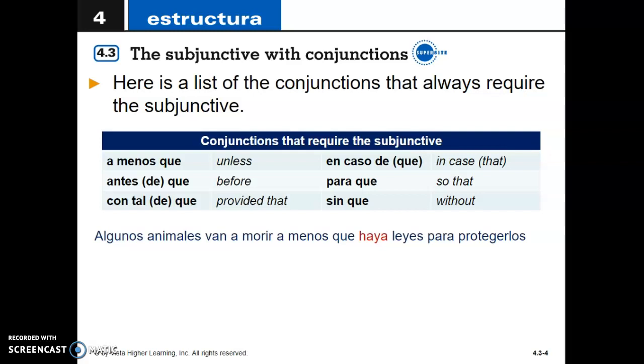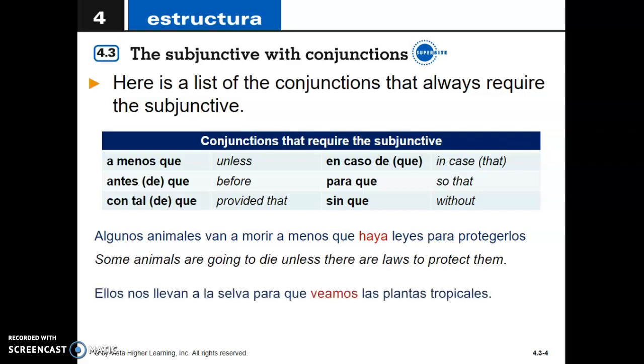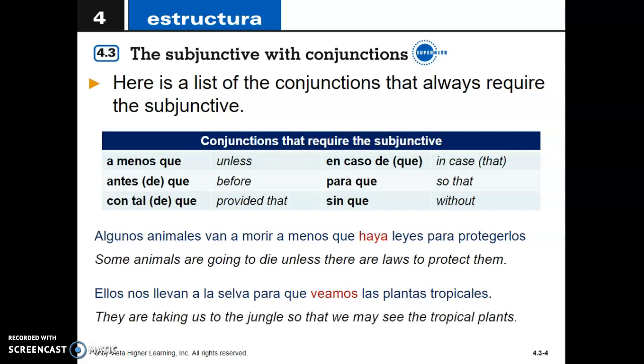Here's some examples. Algunos animales van a morir a menos que haya leyes para protegerlos. So some animals are going to die unless we have laws to protect them. There's doubt there, there's uncertainty. If we don't do this, this could happen. Ellos nos llevan a la selva para que veamos las plantas tropicales. They're taking us so that we may see the tropical plants. No guarantees there, in hopes that we see the plants.